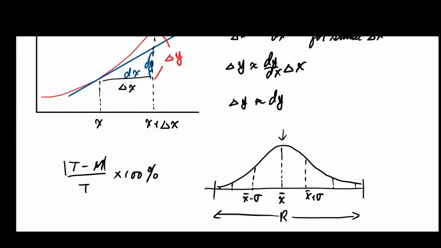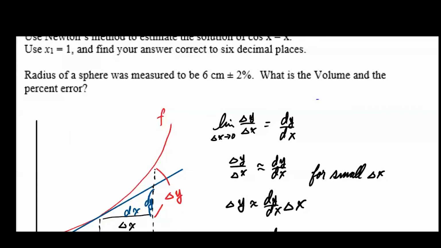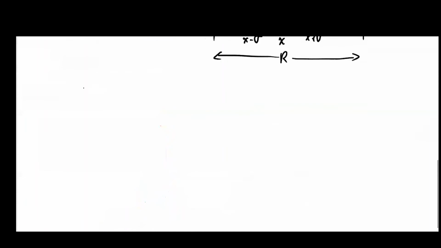So that's our problem. Okay, we measure the radius of a sphere to be 6 centimeters plus or minus 2%. Then volume must be something plus or minus what percent? You get it? That's the question. Okay, so let's do it. Radius is measured to be 6 centimeters plus or minus 2%. And volume is equal to what? Plus or minus what? You get it?